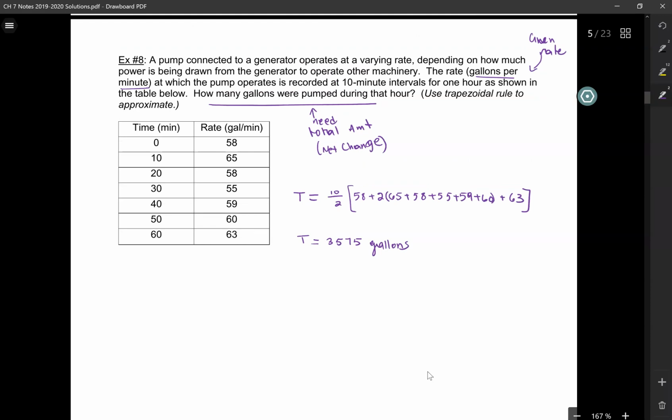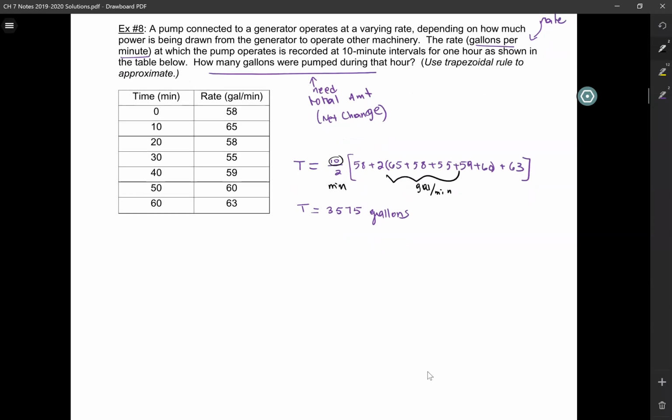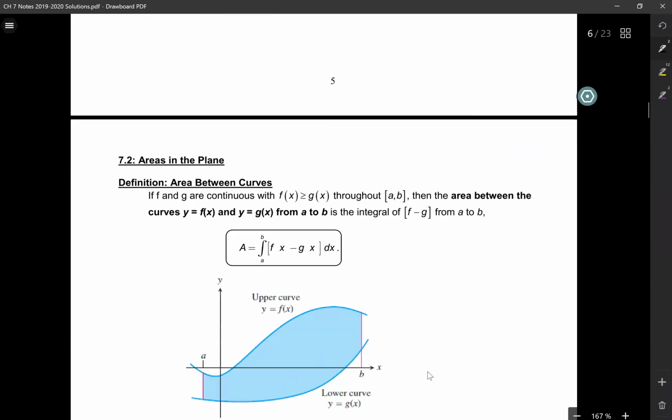Okay? Is it gallons? All of these have a unit of gallons per minute. And then to the left, I have 10/2. The 1/2 is just from the formula. But the 10 has a unit of minutes. So what I've done here is I've multiplied a quantity with a unit of minutes with one with gallons per minute, and that leaves me gallons. Okay?